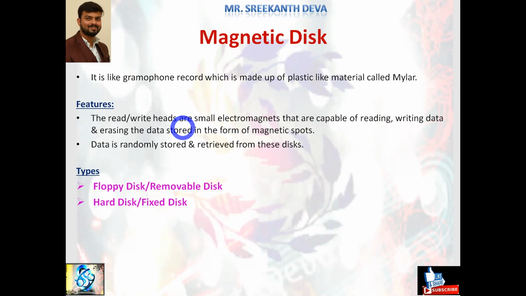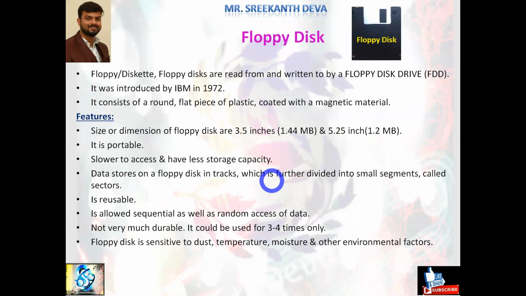Magnetic disk is basically categorized into two different types. The first one is called floppy disk or removable disk. The second one is called hard disk or fixed disk. Nowadays external hard disks also come in the market. Previously there was only the internal hard disk, which we call fixed disk, but nowadays it also comes as an external hard disk.